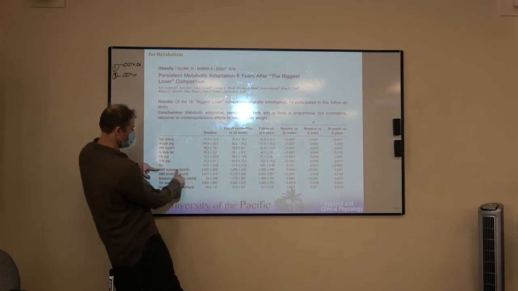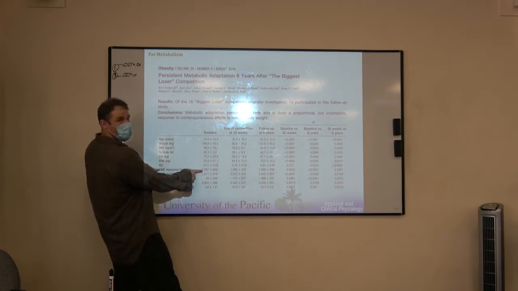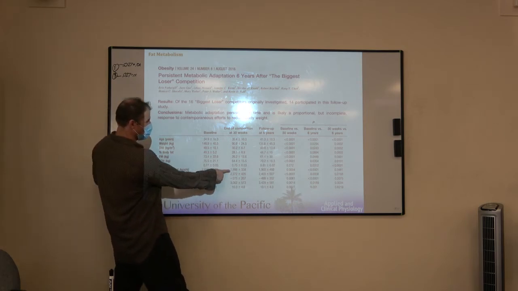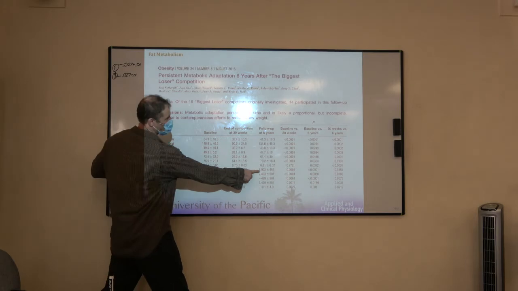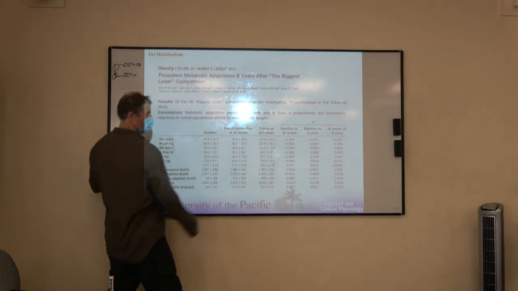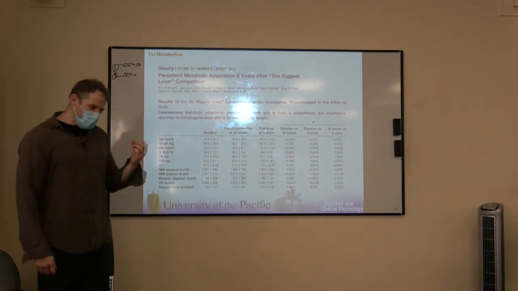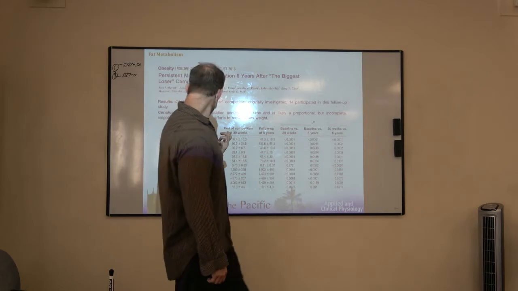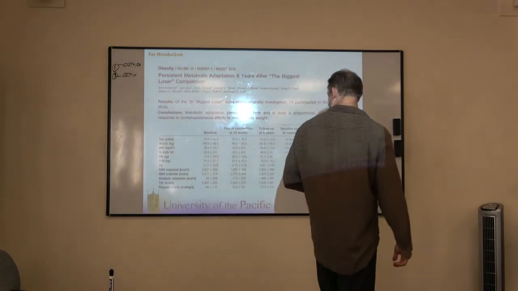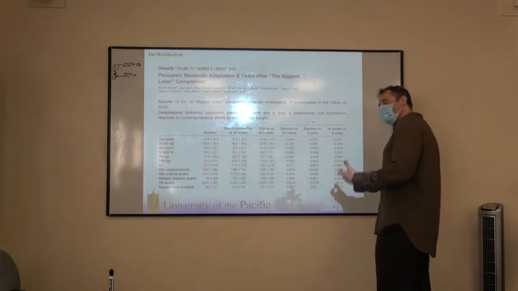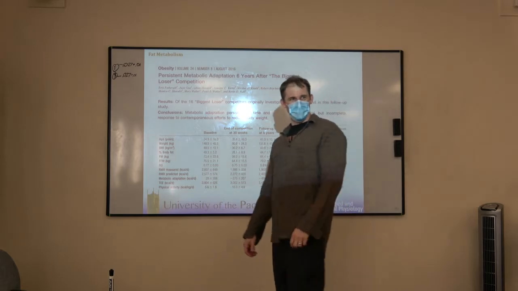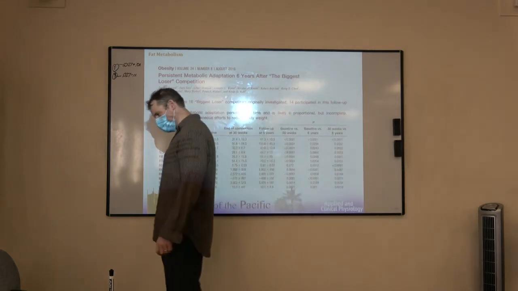Resting metabolic rate. It was high at baseline, 2,600 calories. And then it was 2,000 calories. Now it's 1,900 calories. It's even lower. Remember, basal metabolic rate, they're down like 700 calories. They're down 700 calories a day in their basal metabolic rate.